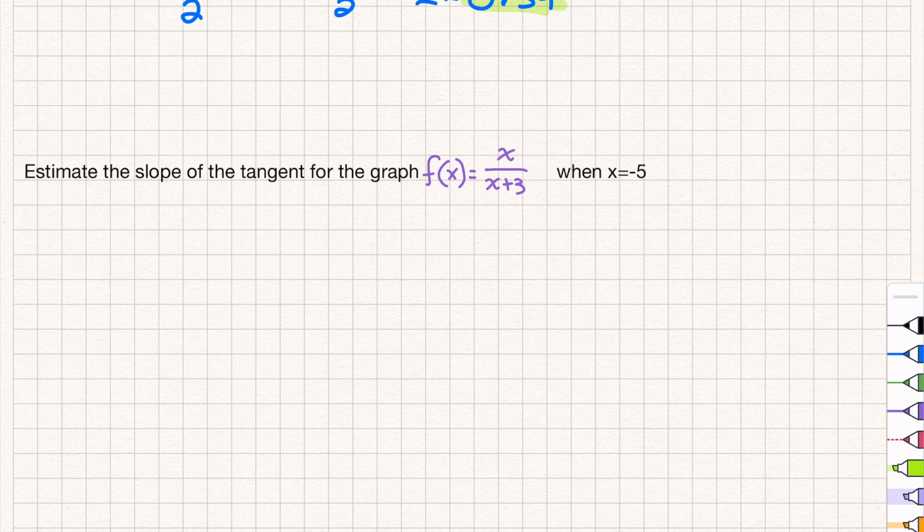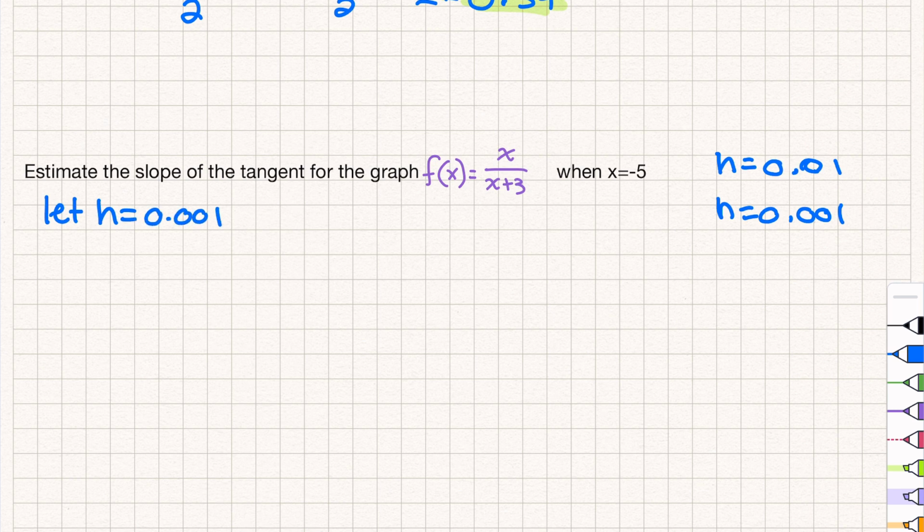Remember, when we're using average rate of change and instantaneous rate of change, unless specified, you can use the interval of 0.01, or you can even use 0.001. It's completely up to you. For this one, let's use 0.001, but make sure you specify. So we're going to let h equal 0.001. That's our small interval. We're going to find f(a + h) minus f(a) all over h.